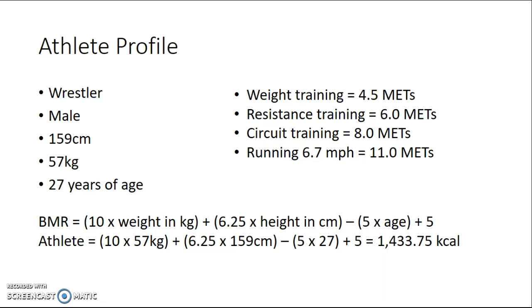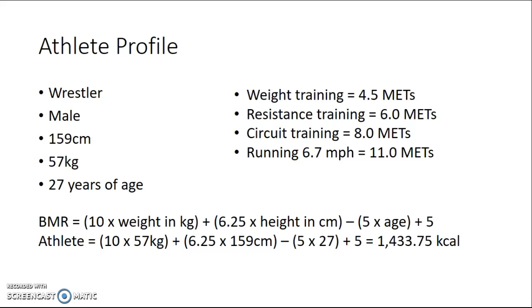To create the 14-day food program for my athlete, the first thing I had to do was work out his BMR, and I've got the calculations at the bottom here. It worked out that his BMR was 1,433.75 calories.